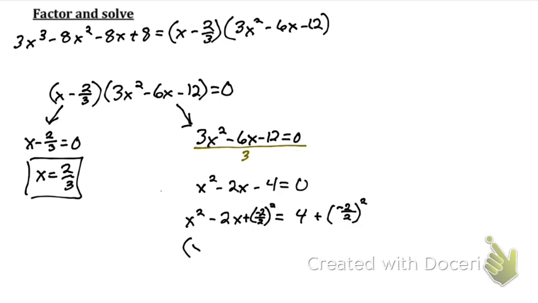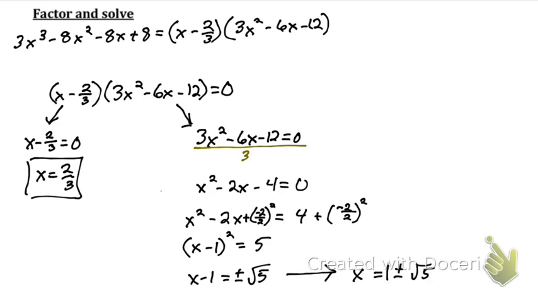Our next step is carry down the x, carry down the negative 2 over 2, which is negative 1, squared, equals 4 plus really 1, which is 5. Take the square root of both sides. We're going to have x minus 1 equals plus or minus the square root of 5. Our answer is going to be x equals 1 plus or minus the square root of 5.